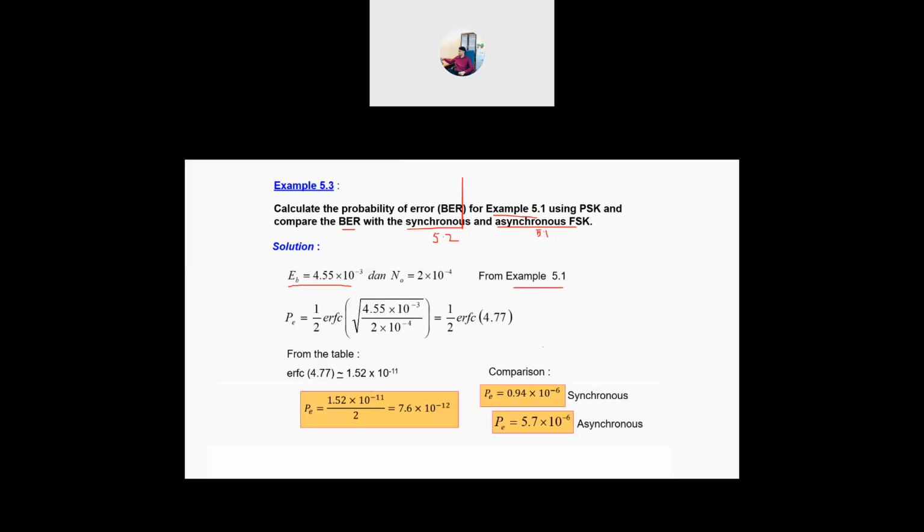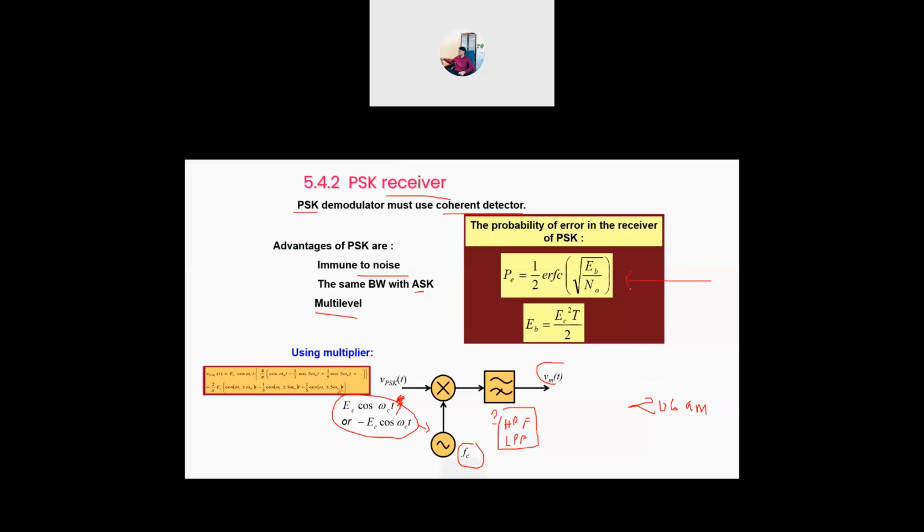Then from example 5.1, we have the bit error rate, or probability of error, of 5.7 times 10 to the power of -6. Then from example 5.2, when we solve it, the bit error rate or probability of error is 0.94 times 10 to the power of -6. Then from the table, the same thing but for the formula of PSK, the same Eb and N0.